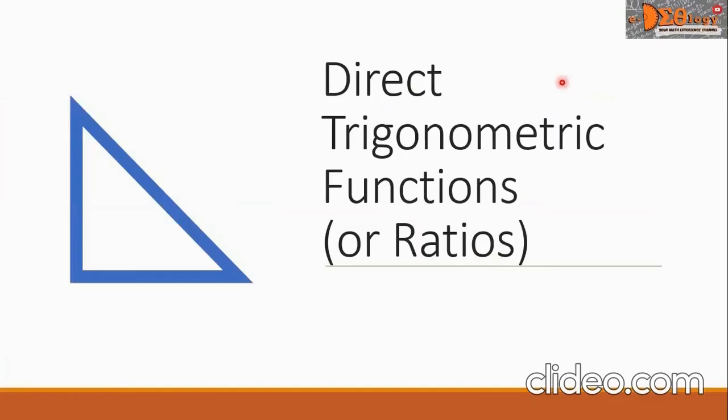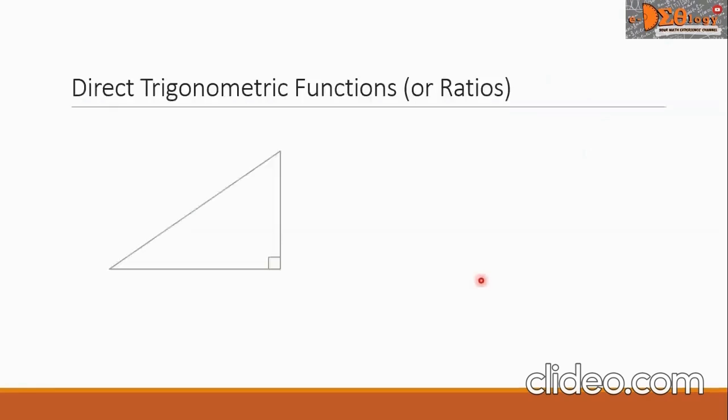Hi everyone. Today we're going to study direct trigonometric functions or ratios. We have here a right triangle. First, let us label the parts of the right triangle.